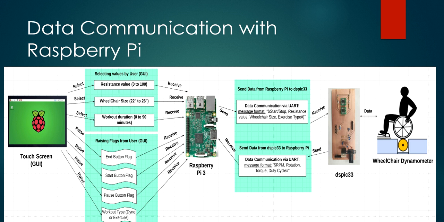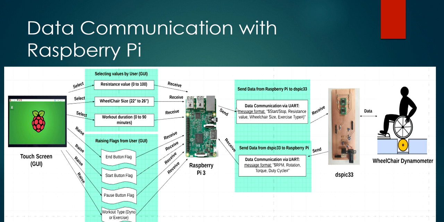Over here, this diagram represents the data communication with the Raspberry Pi. As we can see here in the middle, we have the Raspberry Pi. On the left side, we have the touchscreen. On the right side, we have the dsPIC33 and the wheelchair dynamometer.